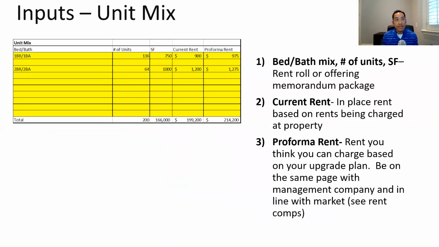Next is the unit mix. This is box 2 on the model. This is coming straight from the rent roll and offering memorandum. You're going to plug in number of units, square footage, current rent, and then pro forma rent. So what you think you can charge for the units going forward based on the upgrade plan. If you come in and do the rehab for 800,000 in the first year, how much can you get the rent to?